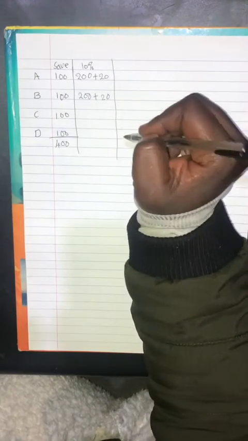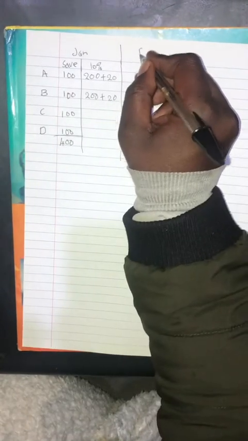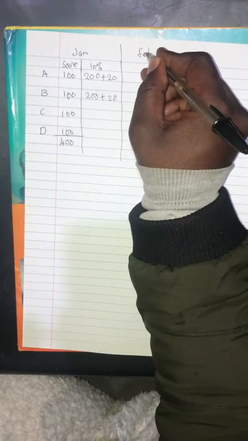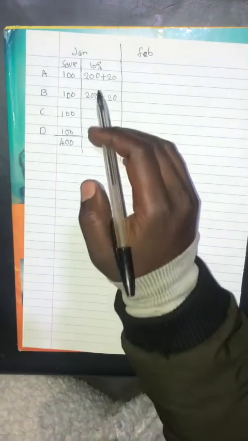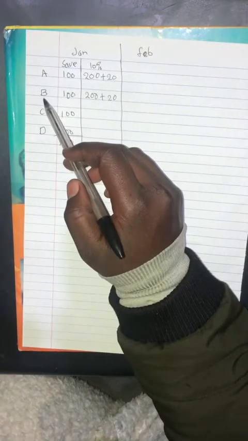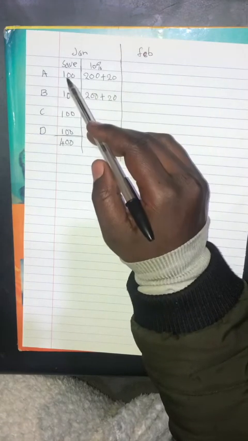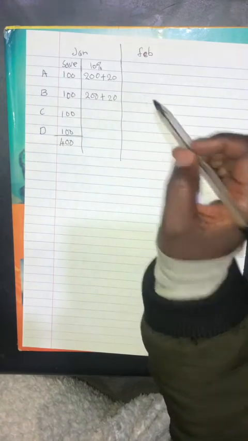This is the first month, let's say this month is January. The second month will be February. So when paying back this money, these two individuals, A and B, have to pay the 220 kwacha plus the savings for February.